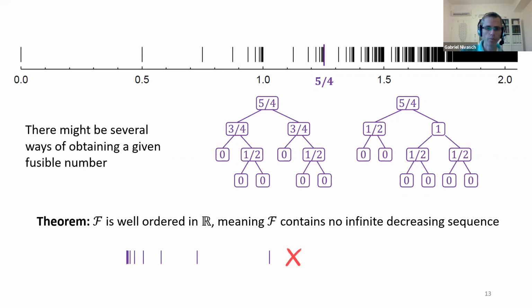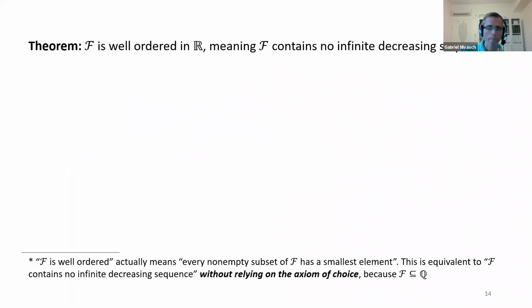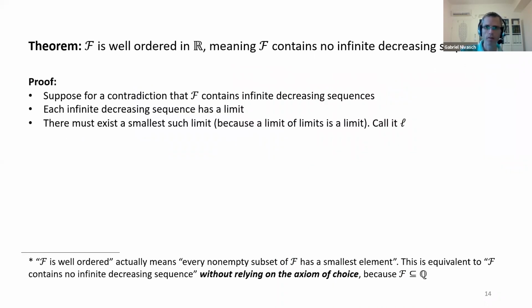So now we're going to prove that the fusible numbers are well ordered in the real numbers, which means that they contain no infinite decreasing sequence. So the proof goes as follows. Here's some pedantic footnote regarding the axiom of choice: I'm not using the axiom of choice, it's okay.